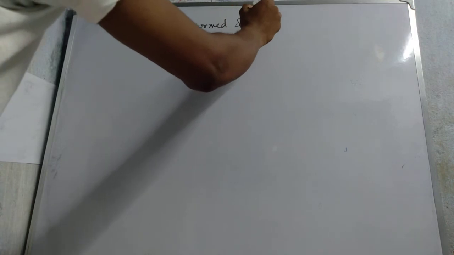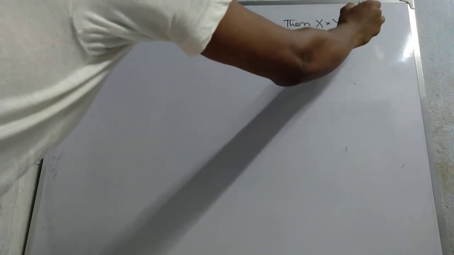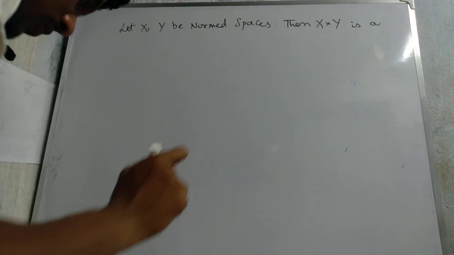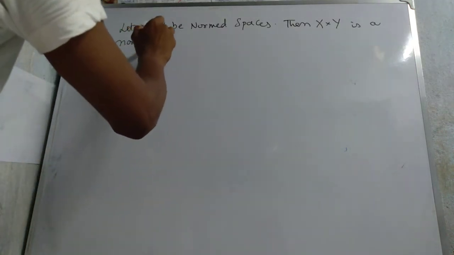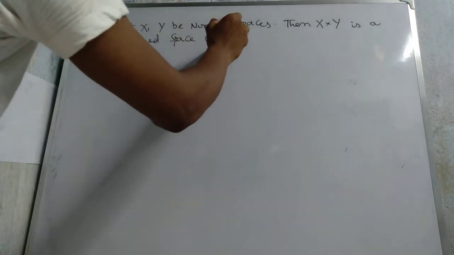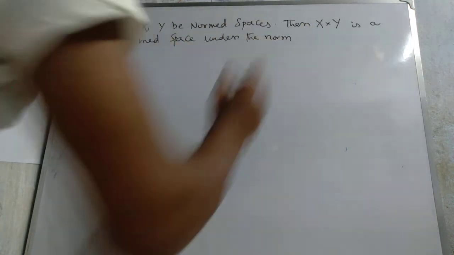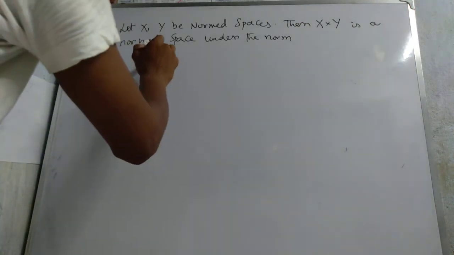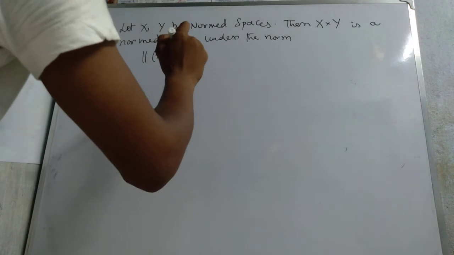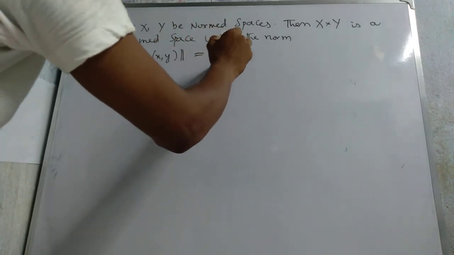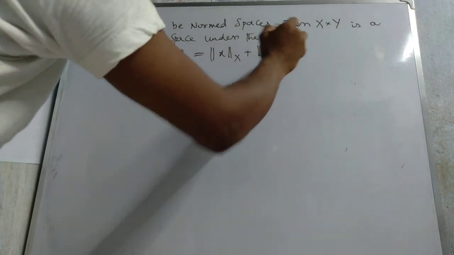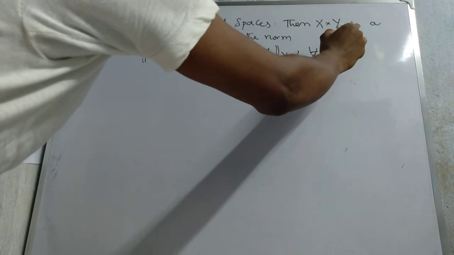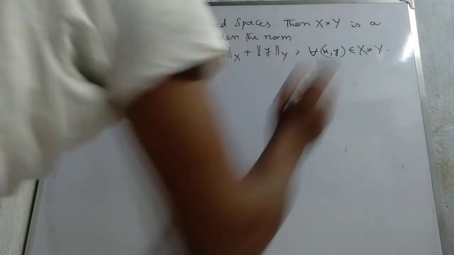Let X and Y be normed spaces. Then X Cartesian product Y is a normed space under the norm: norm of (x, y) equals norm of x plus norm of y, for all (x, y) belonging to X Cartesian product Y.